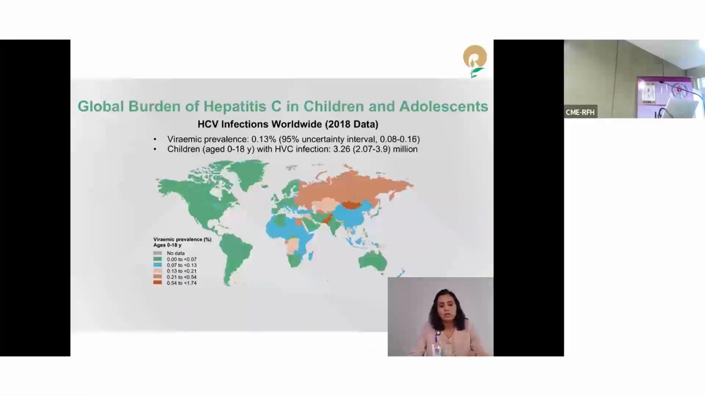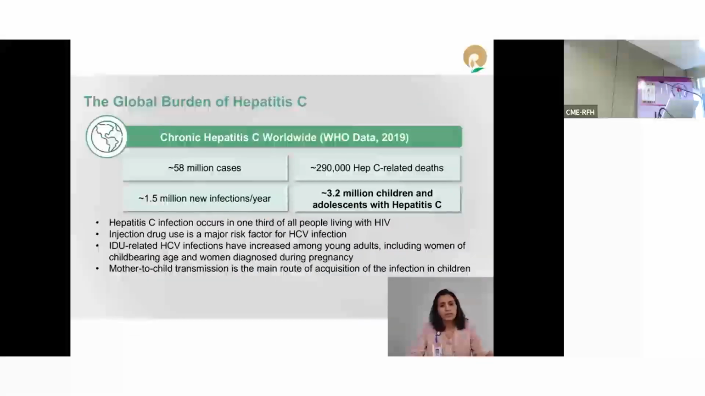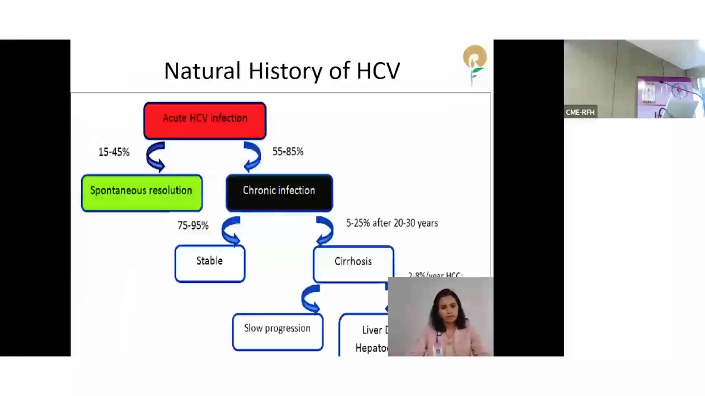Now, coming close to only children and the burden of hepatitis C we have, I told you India remains in the low incidence zone, and at any point of time, we have approximately 3.2 million children and adolescents who are suffering with hepatitis C. The ones with hemoglobinopathies are a part of this.